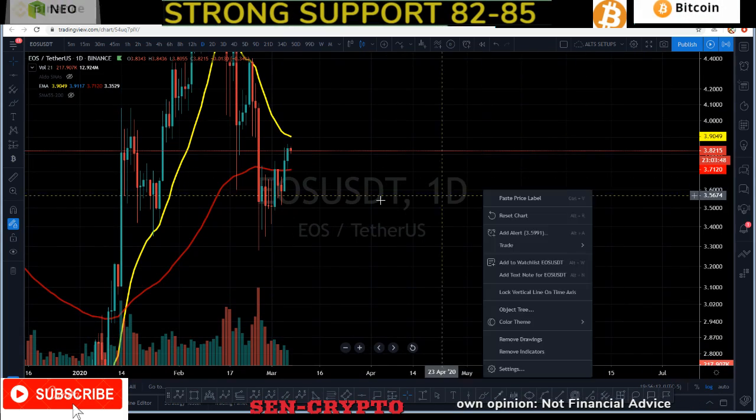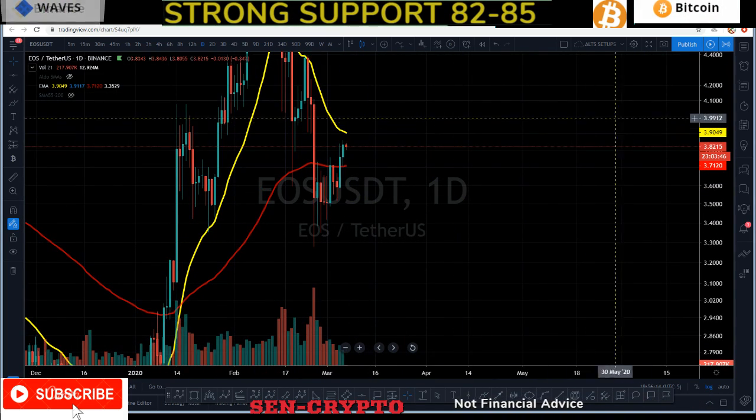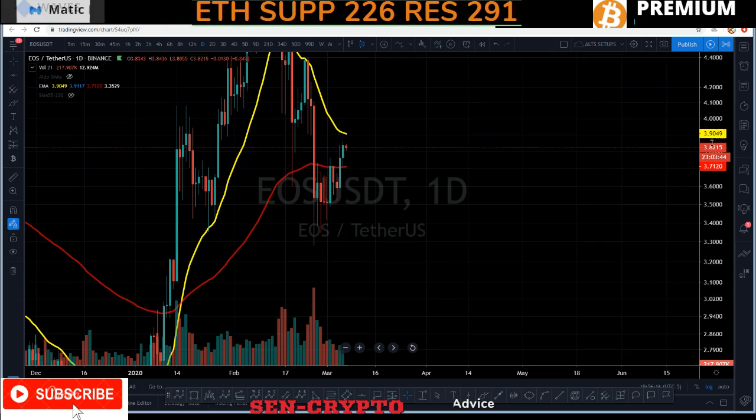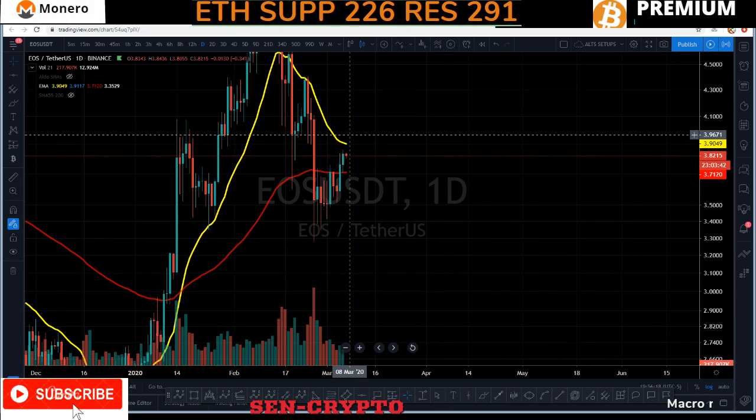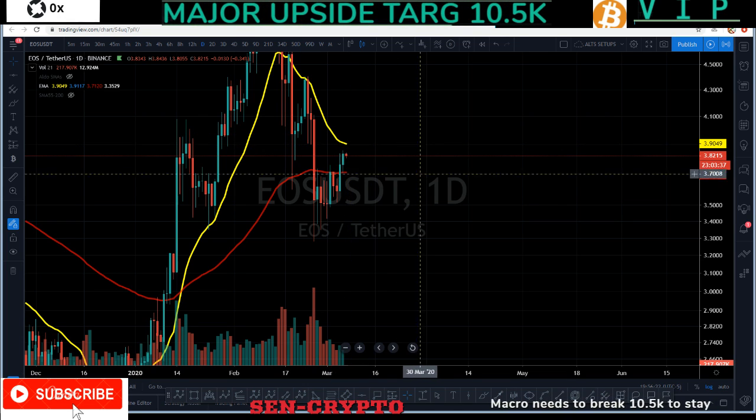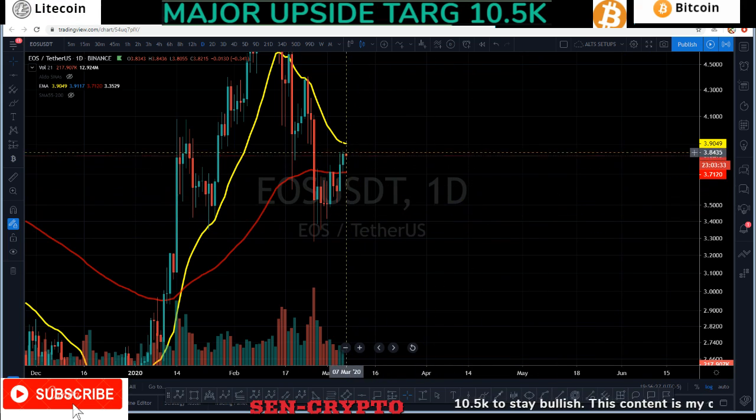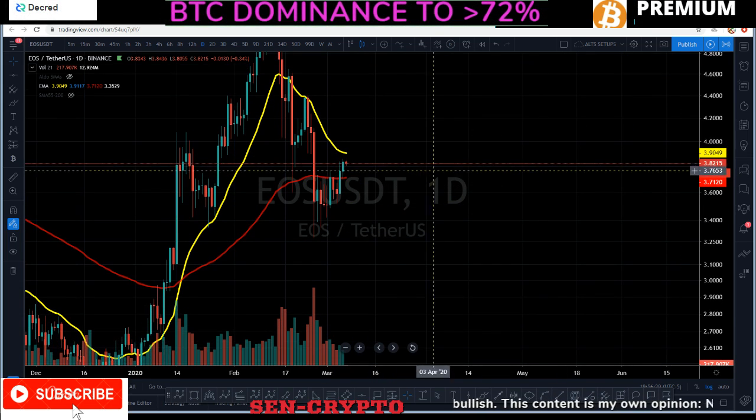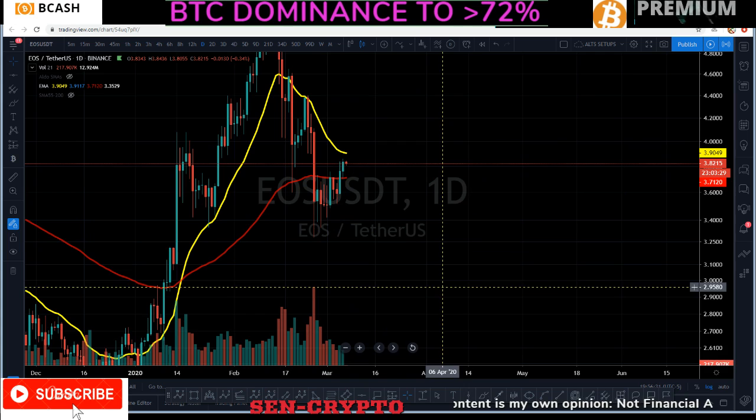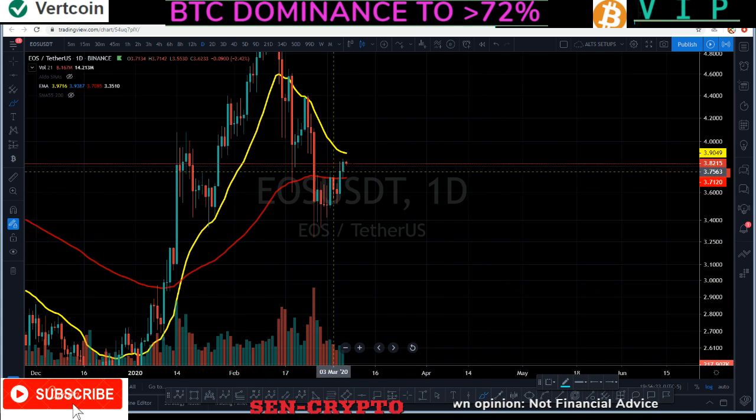On the higher time frame, it seems like we can still try to retest the 21 EMA on the daily, which is just about 3.9. That's what we just said. We retested like a 3.85, something like that, right? 3.84, 3.85. So the max I'm anticipating for EOS is going to be like a 3.9 before we get a possible rejection.